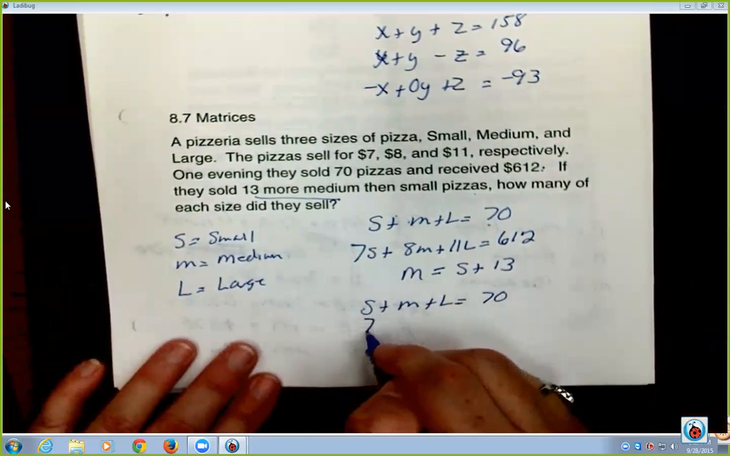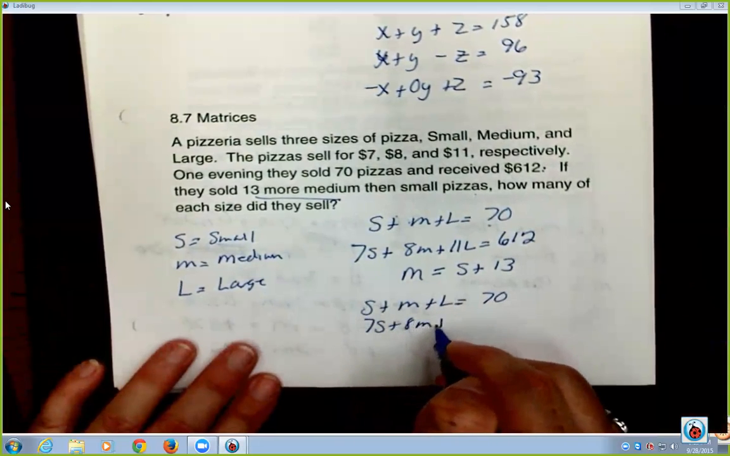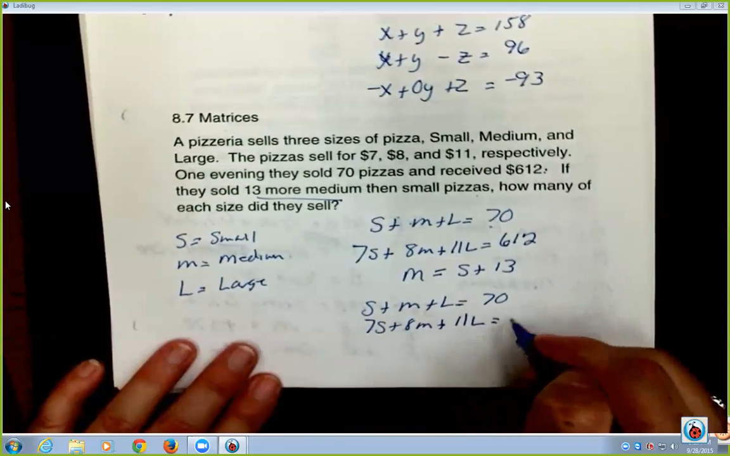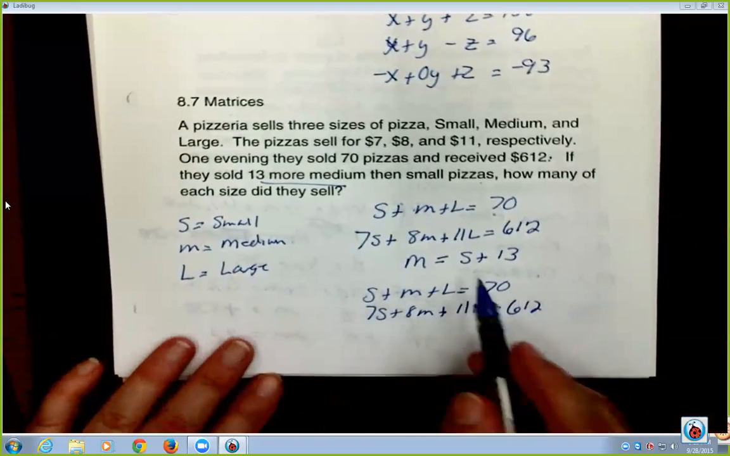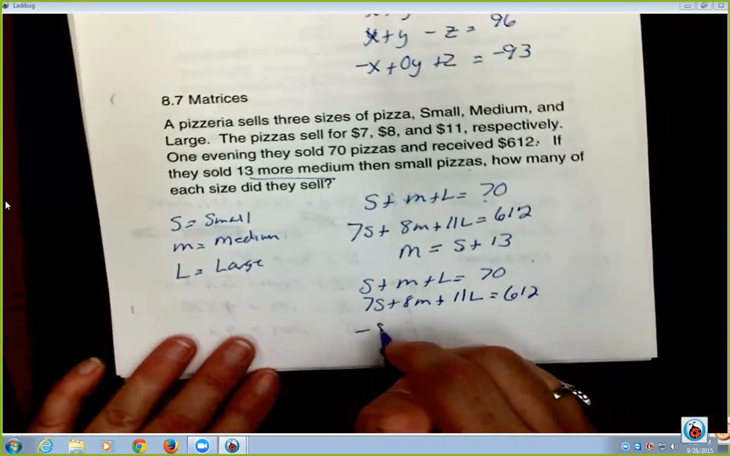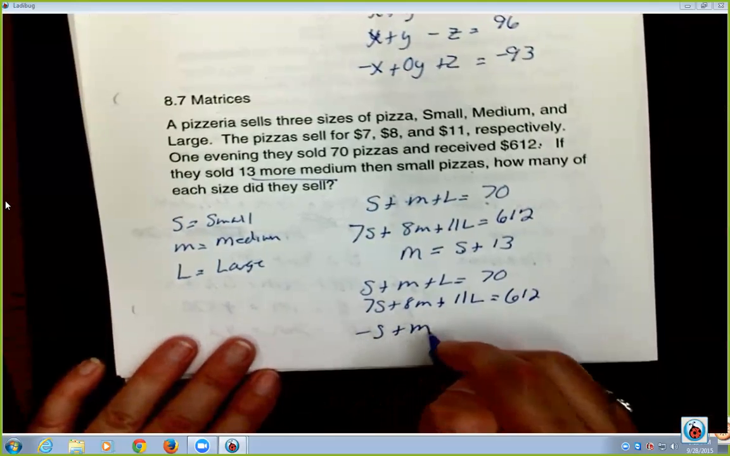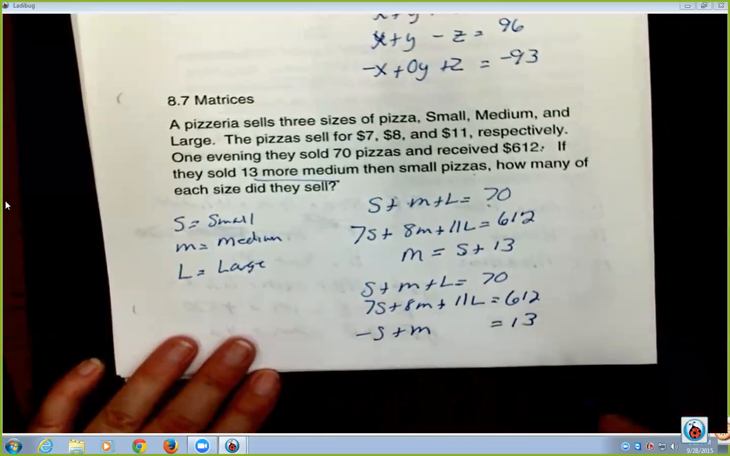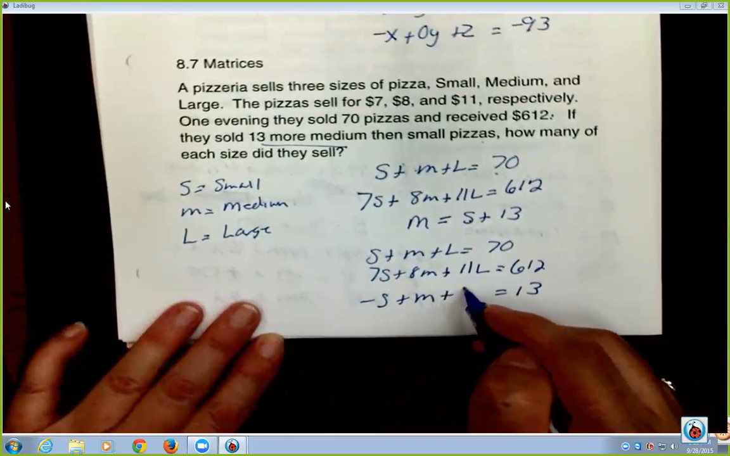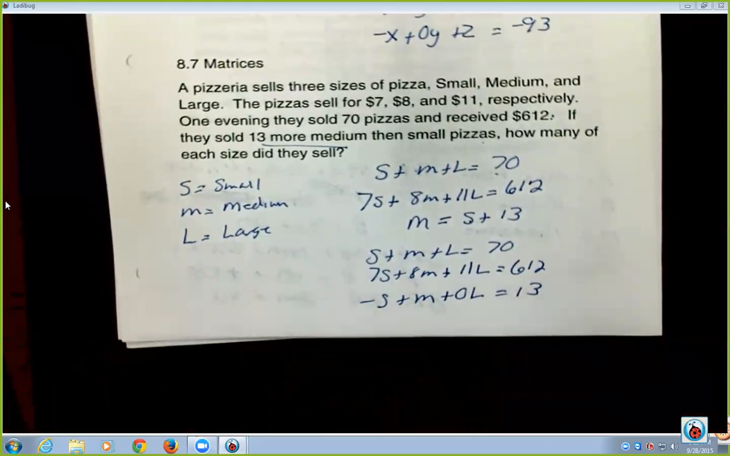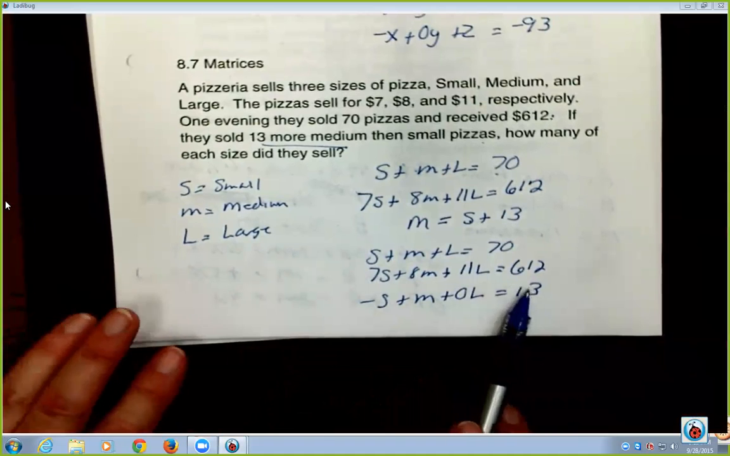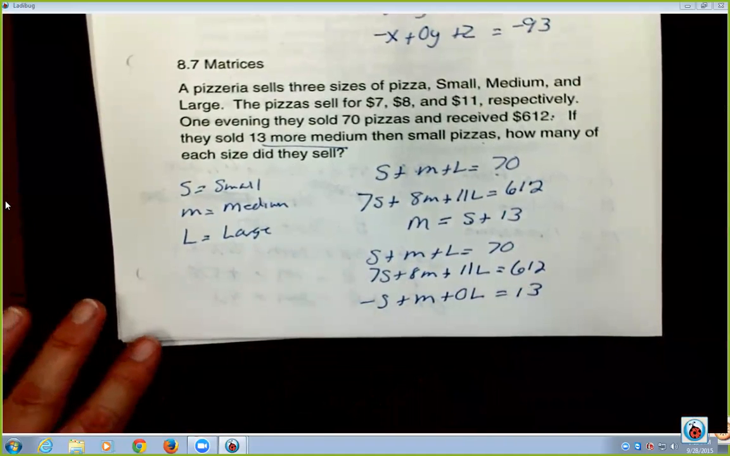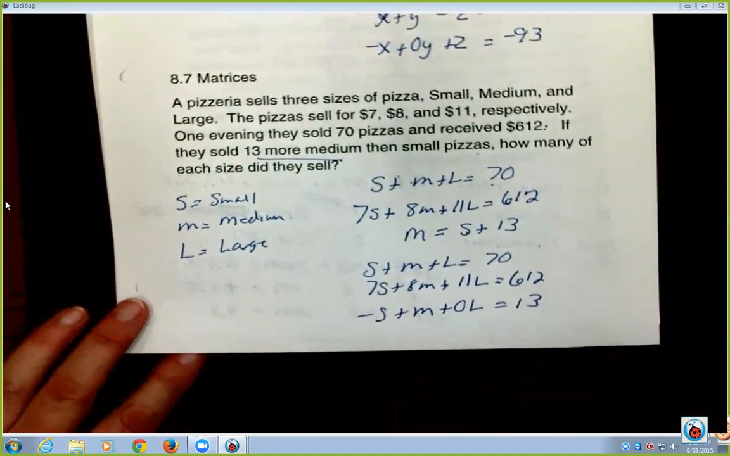When I go to put it on my calculator, the bottom one, I need to move my small over, so it's a negative S plus M is equal to 13, but I have to put in here 0 large with that one, so I have the L's represented. I cannot leave it blank in my calculator. So that's what I have to do to settle that one and to get it set up where it's supposed to be. Okay? So that's that story problem.